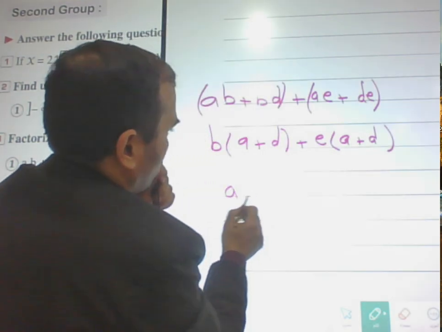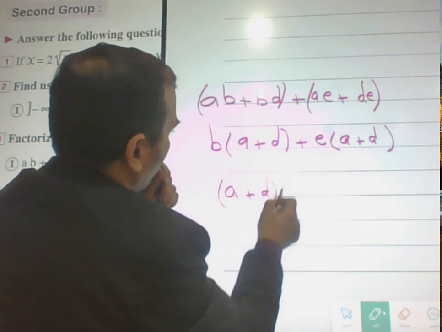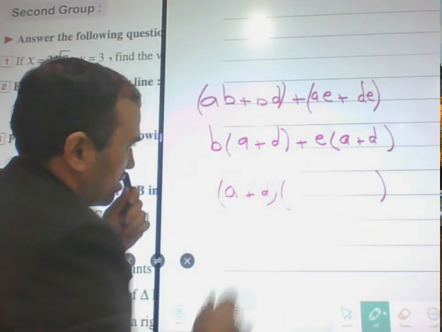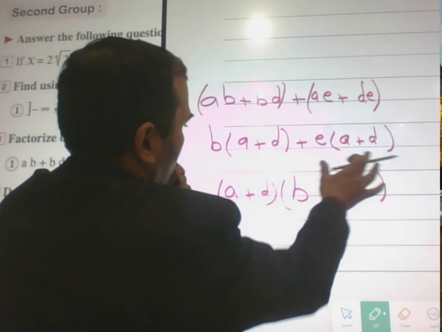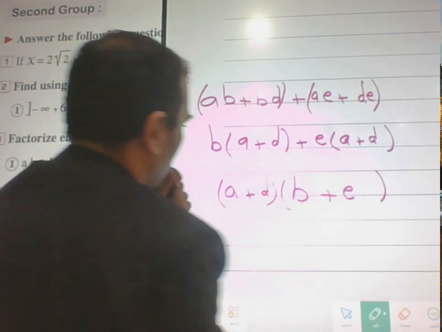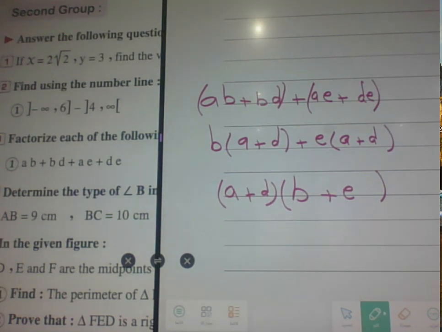Then we have A plus D, the highest common factor between two terms. Divide this expression by this expression, the result will be B. And when this expression divides this expression, it will be E. The answer will be A plus D multiplied by B plus E.